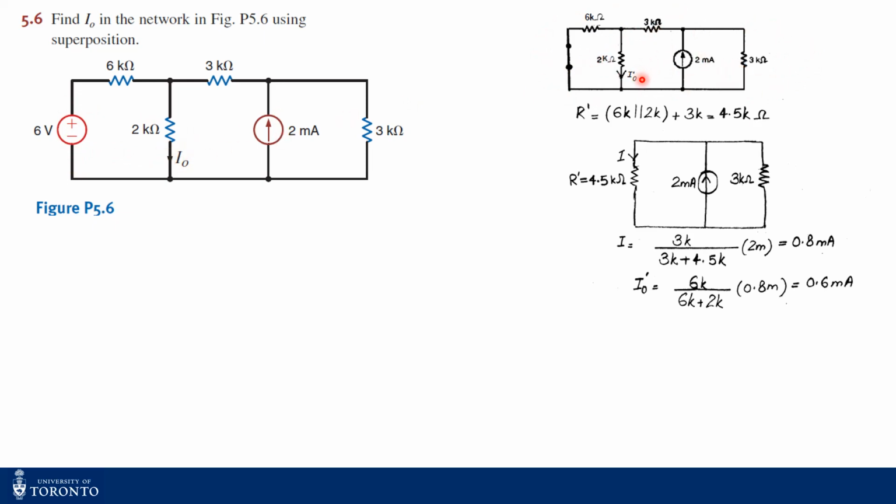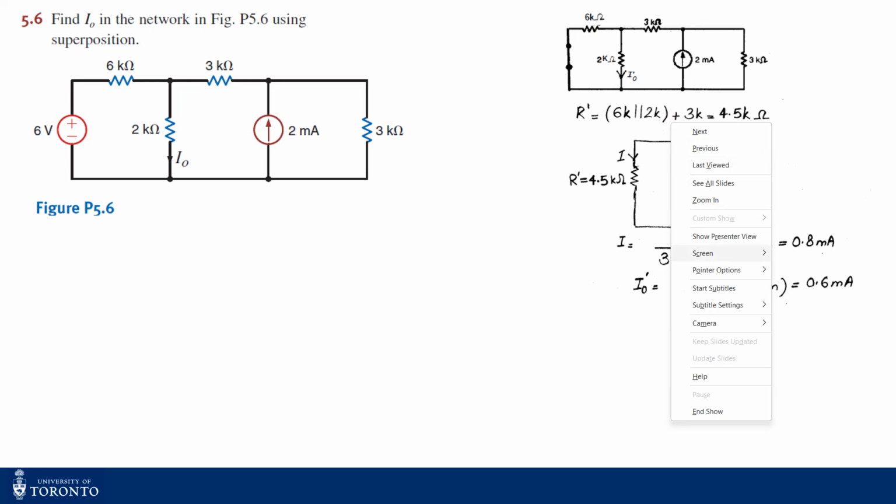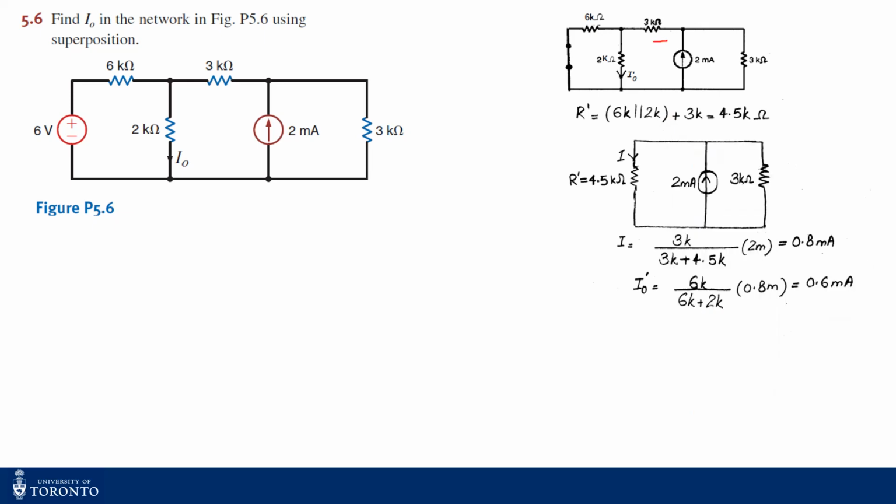And now since we have to find I naught, we see that this 6 kilo is in parallel with this 2 kilo ohms, which is in series with this 3 kilo ohms, right? So the equivalent left hand side resistance is 4.5 kilo ohms, which is in parallel with this 3 kilo. So at first we have to find out the amount of net current going on the left hand side, right? So that's why we took this equivalent resistance of 4.5 kilo ohms, and from this equivalent circuit we do the current divider rule to find out the current going into the left hand side to be 0.8 milliampere.